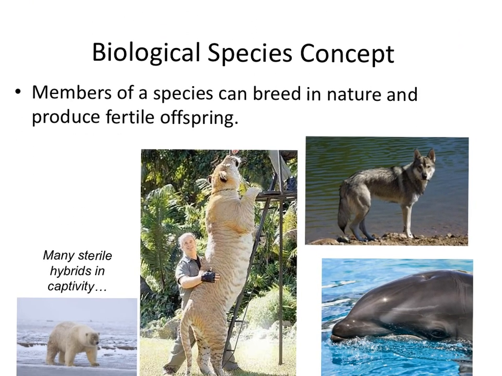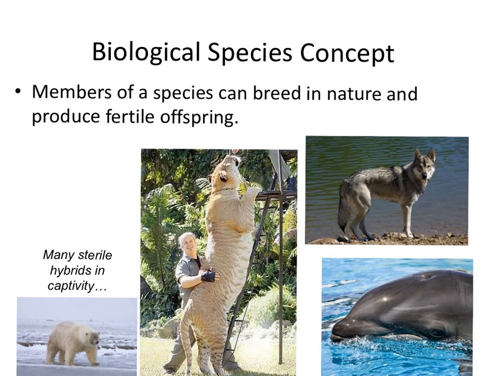One of them is exactly what I just told you. Members of a species can breed in nature and produce fertile offspring. There have been many cases where humans have intervened and created offspring from organisms that wouldn't normally mate. By this definition, biological species, those crossbred animals would not actually be a true species. So like this one, hey, this guy's in Tiger King.